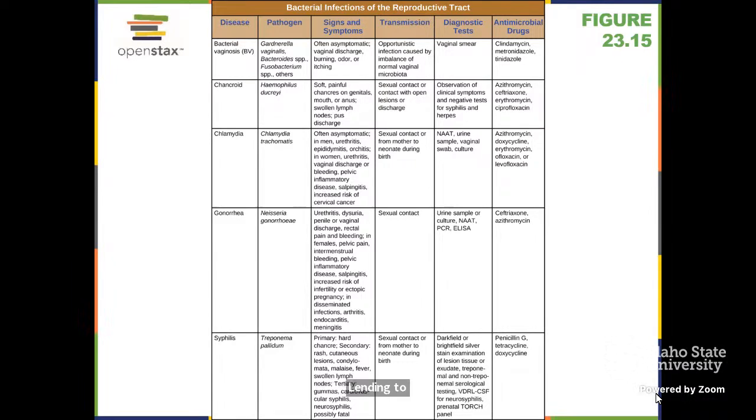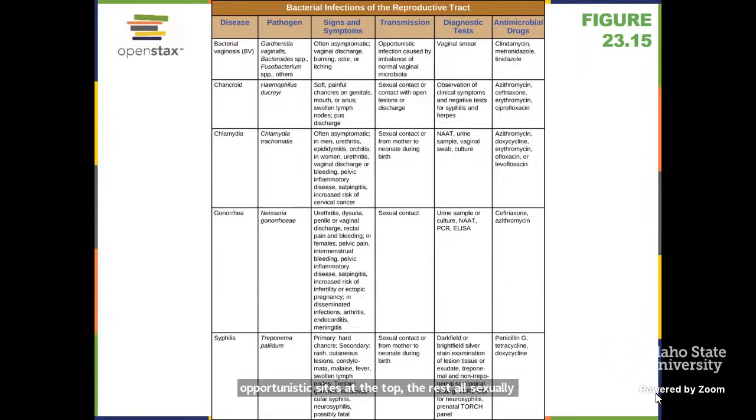So the chancroid was Haemophilus, as I mentioned, painful chancres on the genitals, but also dependent upon situations, mouth or anus could have these lesions. We can see swollen lymph nodes, pus and discharge from those lesions. So all thinking, you know, well, except for the opportunistics at the top, the rest all sexually transmitted.